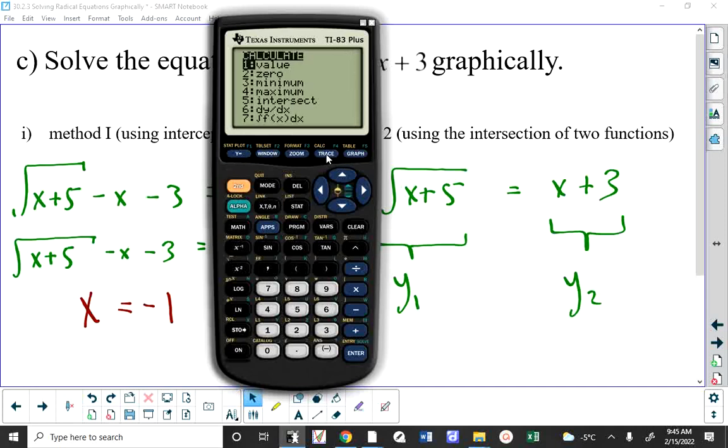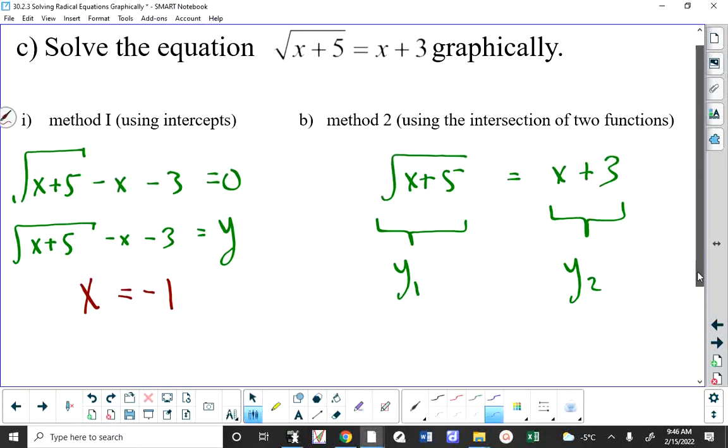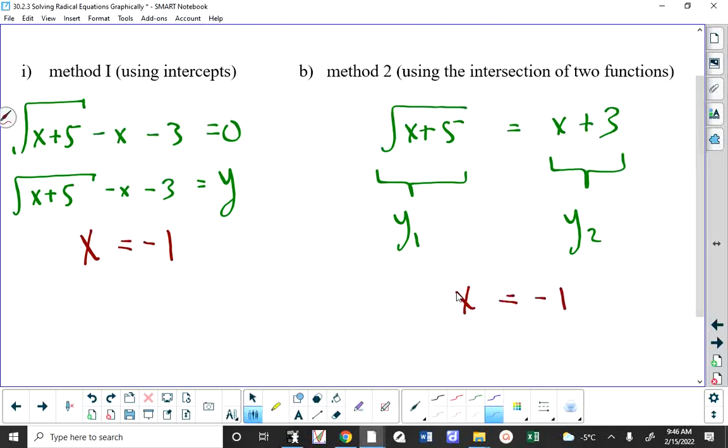When I go to my calculate menu, I'm going to choose option 5, which is intersect. The nice thing is, and there might be the odd exception to this, but if all you have are two functions and you can see the point of intersection, you don't have to scroll at all. You just go enter, enter, enter. Now, if there's more than one intersection point, then you might have to scroll close to the one you want. But it just says first curve. Okay, second curve. It hops me to the other curve. Guess? I don't think so. And you get -1. So regardless, x equals -1 is the solution.